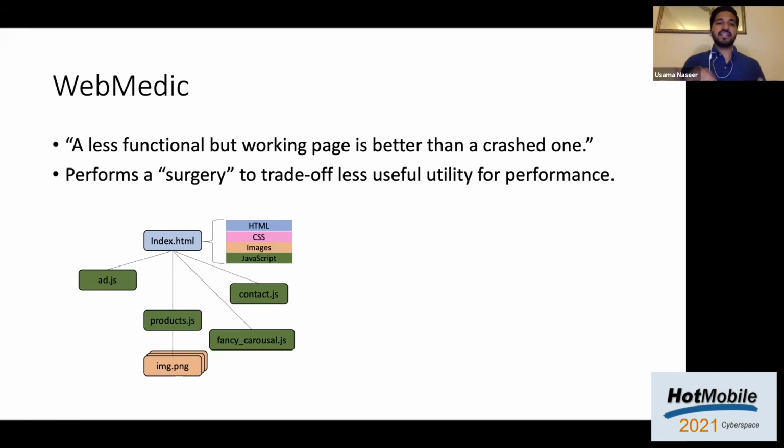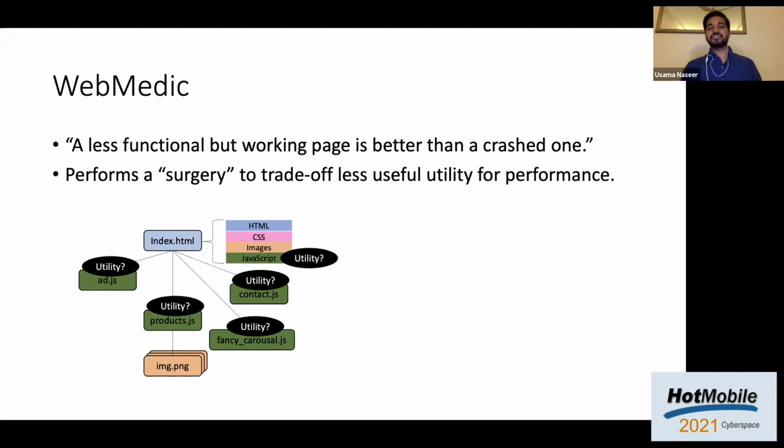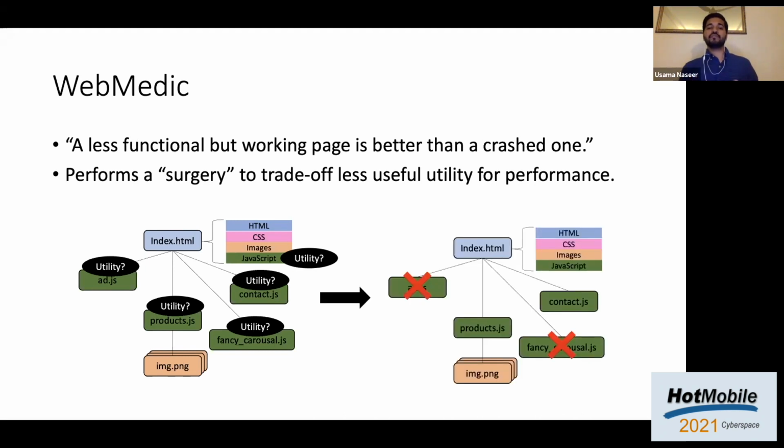Our vision is that a less functional but working page is better than a crashed one. So WebMedic performs a surgery to trade off less useful utility for performance. Assuming we have a page where the index references some JavaScript, we can assign a utility value to the JavaScript, and based on this utility, we can decide what we want to keep, what will be more important to the user. We can cut the rest and create a low memory version of the page.